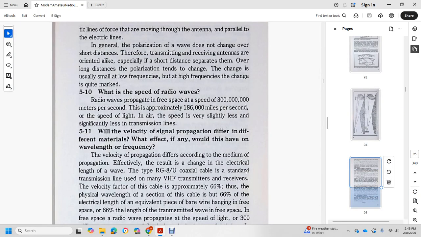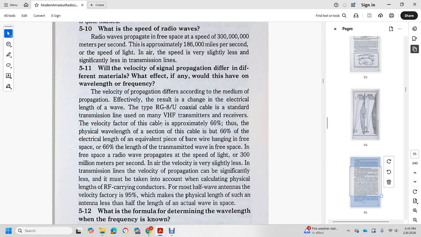F10. What is the speed of radio waves? Radio waves propagate in free space at 300 million meters per second, approximately 186,000 miles per second, the speed of light. In air the speed is very slightly less, and significantly less in transmission lines. Velocity of propagation is different in different materials. What effect, if any, would this have on the wavelength of the frequency?